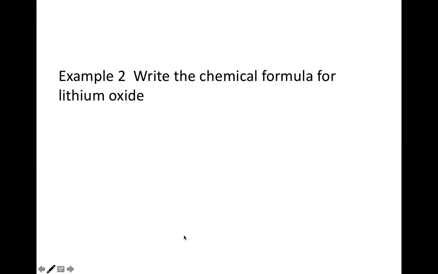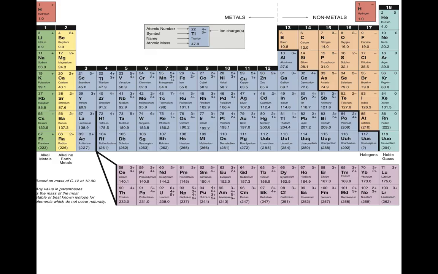Okay, so example 2, write the chemical formula for lithium oxide. We're going to find lithium on our periodic table. Lithium is here, and the charge is 1 plus. And we're going to find oxygen on the other side, the nonmetal side, it's over here, and it's 2 minus.